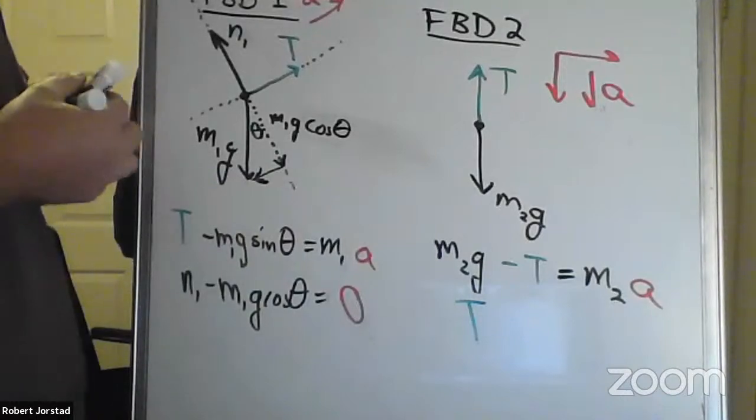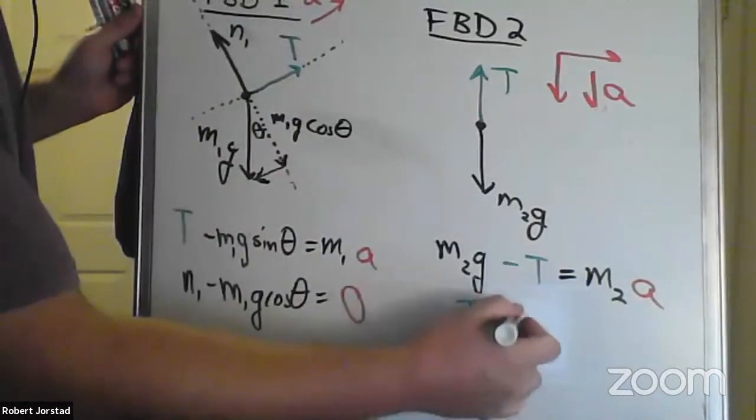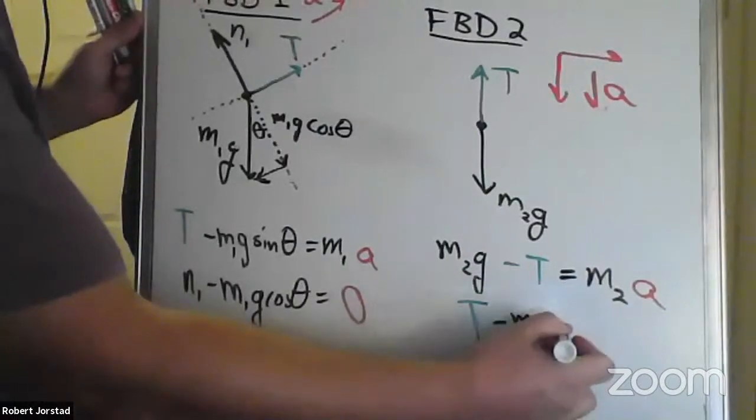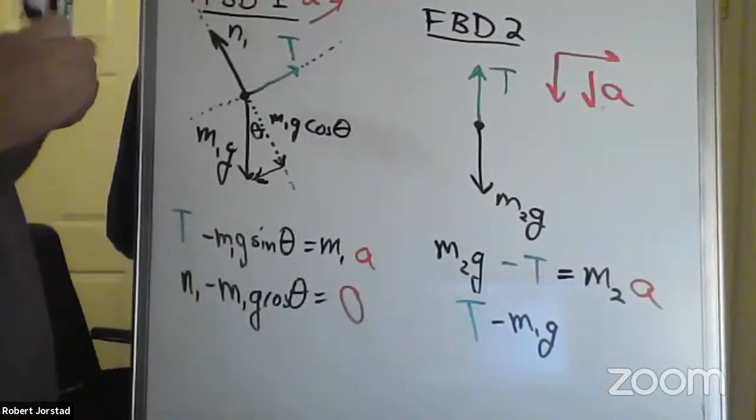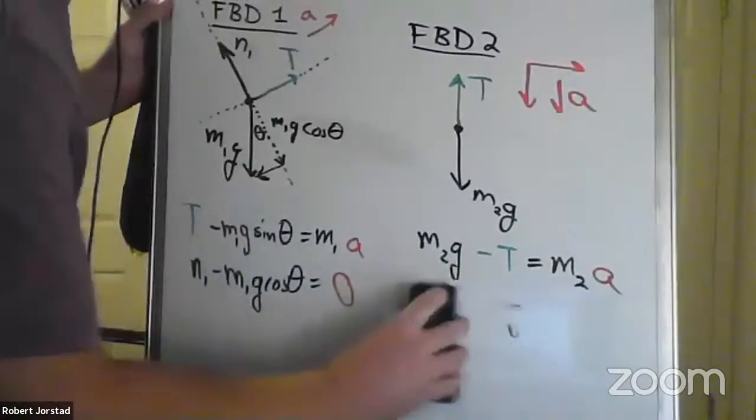T minus m1g. Oh my gosh, this is hard to write from this angle. I'm having trouble. Sorry.